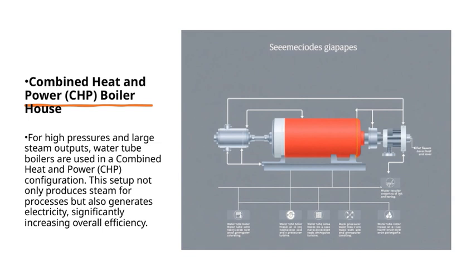Instead of just producing heat or steam alone, the CHP setup allows us to recover and utilize energy more effectively. By integrating the boiler with power generation, we're optimizing energy production and reducing waste. This approach is a critical part of modern, sustainable energy solutions that we're exploring throughout this presentation.